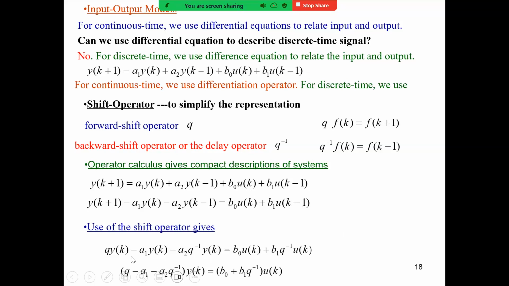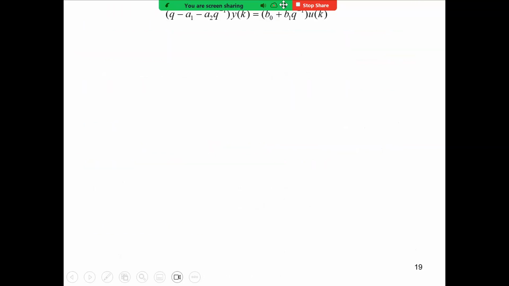Now, in this way, because all the terms on the left side relate to the output y, that's why we can do it in this way. We put all those operators together, right? And then we multiply it by the output. On the right side, we group the operators and then multiply by the input. So here is where we are.